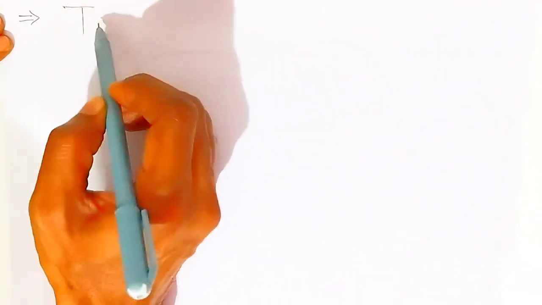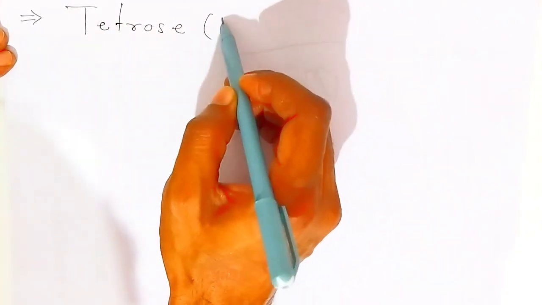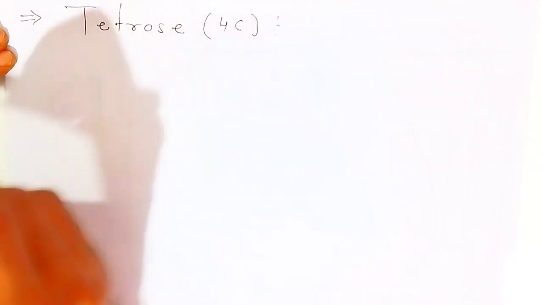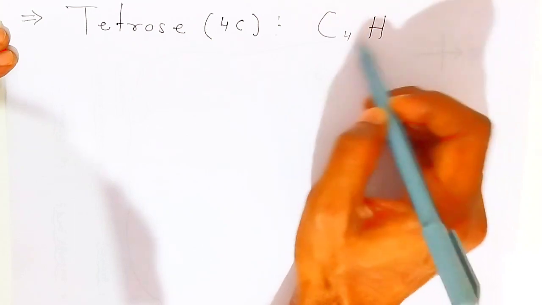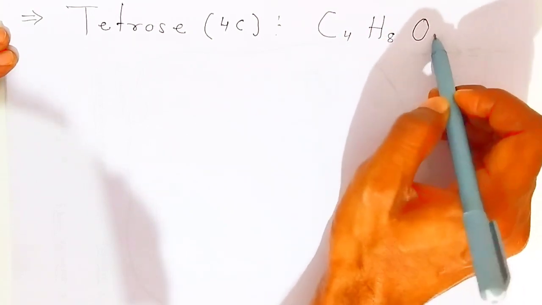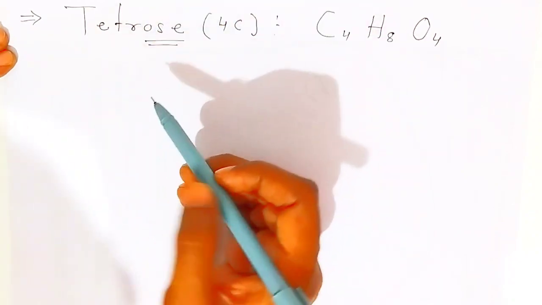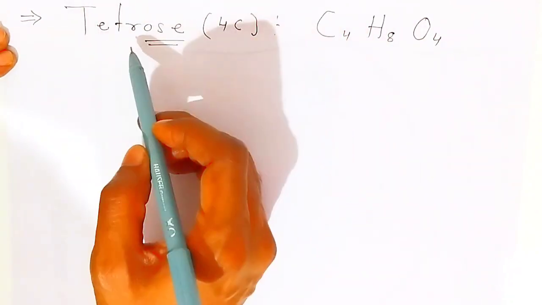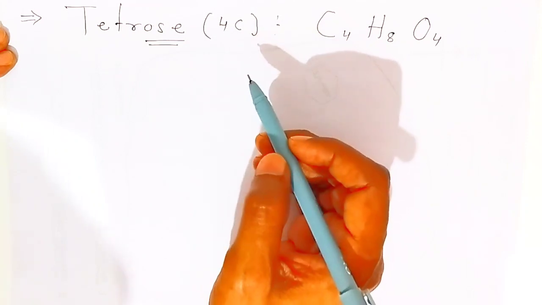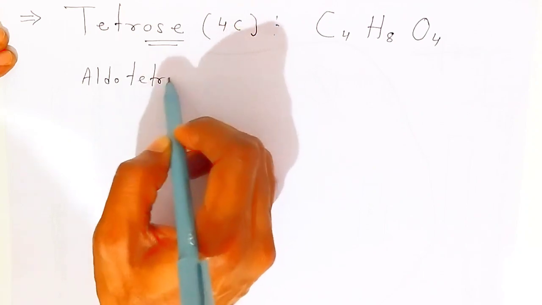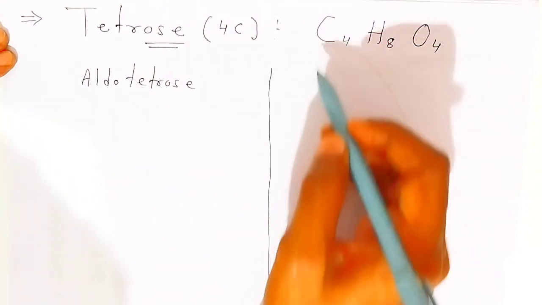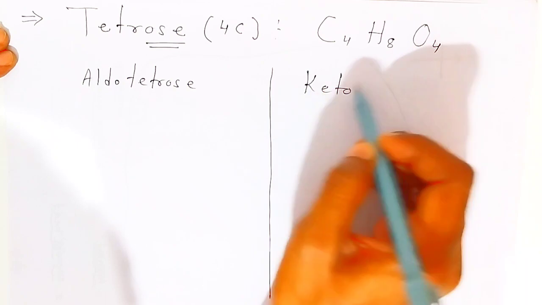If there is a tetrose students, that means this monosaccharide will contain 4 carbon. The molecular formula will be C4, hydrogen will be always doubled students, that is 8, oxygen will be 4 only. Okay students, so this is the molecular formula of tetrose. Understanding students? So monosaccharide containing 4 carbon, we call as tetrose. Now if it is containing aldehyde group, we call as aldo tetrose. If it is containing ketone group, we call as keto tetrose.